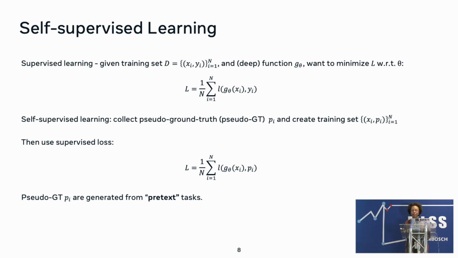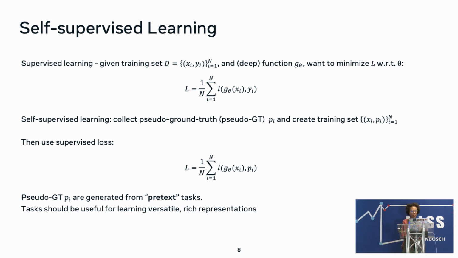So as I mentioned, these pi, these pseudo-ground truth, are going to be generated from so-called pretext tasks. It's called pretext tasks, as the name implies, because the intuition and motivation is for these to be tasks that allow the network to learn things that are also useful for the kinds of target tasks you'd be interested in, like classification or object detection. That means they should be useful for learning versatile representations that can be used for a variety of different tasks, and that they should be pretty enriched.